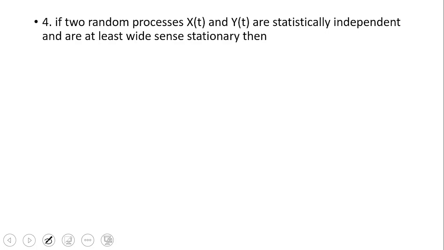They had given the conditions that if x of t and y of t are statistically independent and are at least wide-sense stationary, then Rxy of tau is equal to x bar times y bar, where x bar is the mean of the random process x of t and y bar is the mean of the random process y of t.